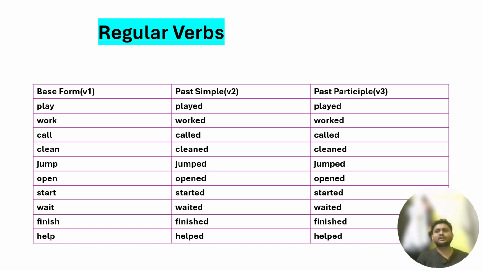Firstly, we will talk about regular verbs. Over 98% of the verbs which are present are regular verbs. So we don't have to remember their past form and past participle form. If play is the base form, then played is V2 and V3 is also played. If work is the base form, worked is past form and past participle is also worked. If call is base form, past is called and past participle is also called. You can pause the video and see all the verbs which is displayed in the screen.